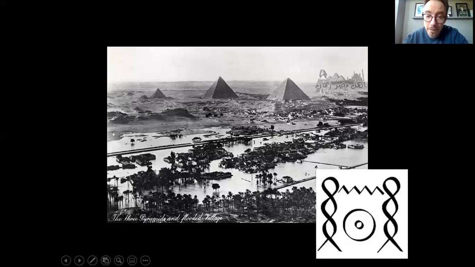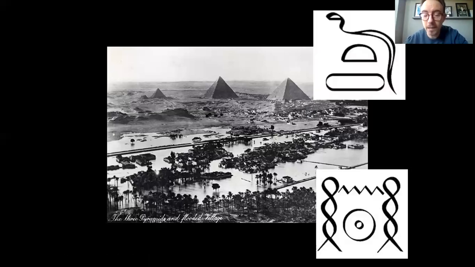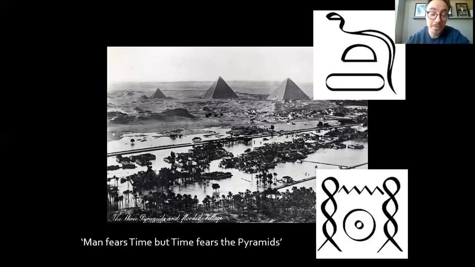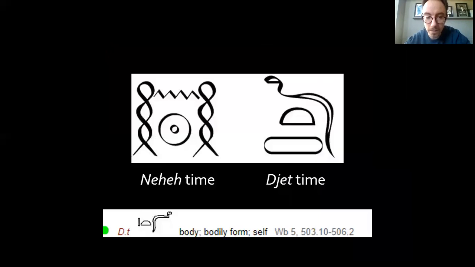Here you have the life of the land, where the cycle of life goes on, but then in the distance you have the pyramids, jet time, and these areas, the areas of pyramids, monuments, gods, temples, these are the arena of representation for the most part, or at least representation that survives. And man, indeed, as the Arabic proverb says, fears time, but time fears the pyramids.